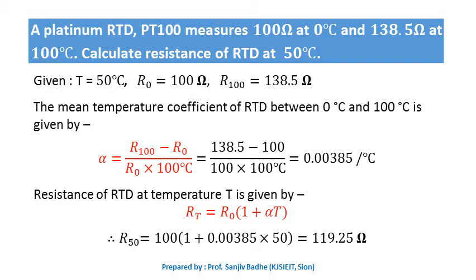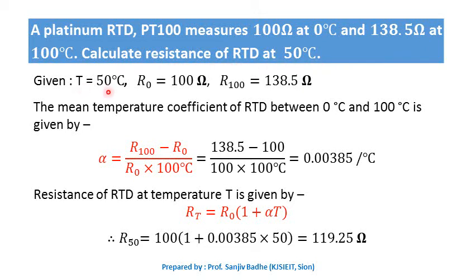We are almost at the end of the session now. Let us solve one or two problems based on platinum RTD, that is PT100. This is the first one. A platinum RTD PT100 measures 100 ohms at 0 degree Celsius and 138.5 ohms at 100 degree Celsius. Calculate resistance of RTD at 50 degree Celsius.